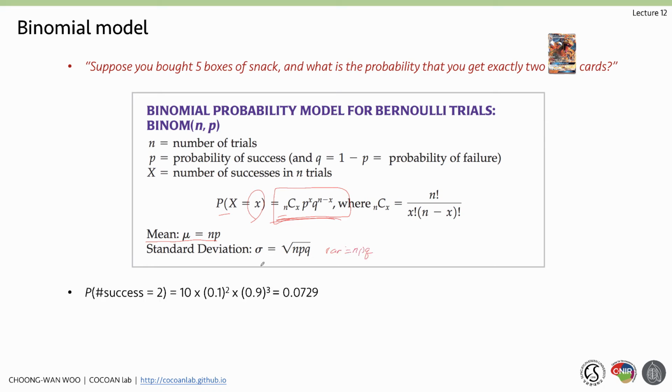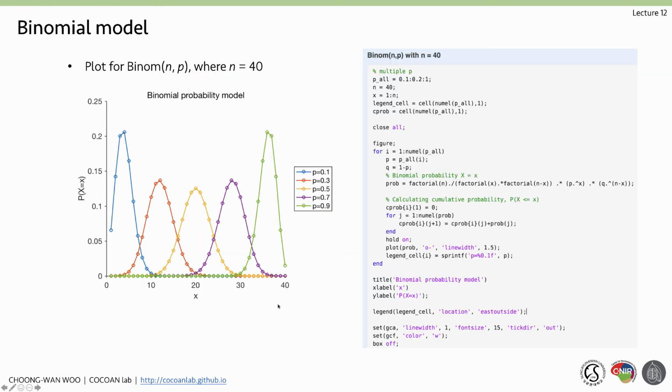So the probability of number of successes 2, among the 10 trials, is 10 choose 2 times 0.1 squared times 0.9 cubed, and that becomes 0.0729. We can also draw this binomial probability function using MATLAB. You don't need to know the details of this code, but I did this. And then depending on the probability of success, the shapes of the binomial probability function look really different.